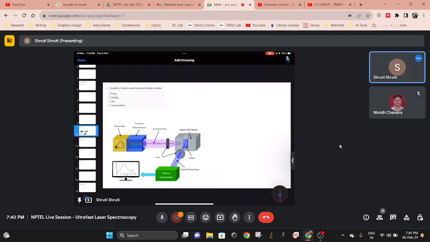Okay, so let's move to the next question. Usually a modern scanning monochromator contains prism, grating, slits, curved mirrors. So it is asking about modern scanning monochromators. Now what is a monochromator?